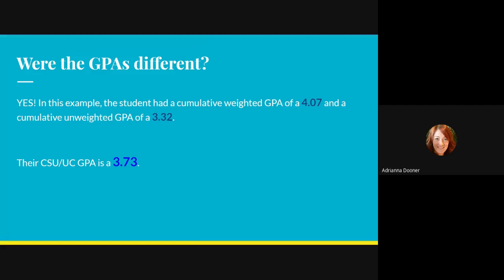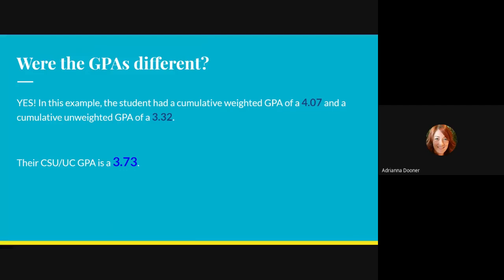There's no unweighted calculation for the CSU and UC GPA, but it does land, generally speaking, for students in between that cumulative high school weighted and that cumulative unweighted high school GPA. The CSU tends to fall kind of right in the middle, which is what happened for this example as well. So they're at that 3.73 mark.